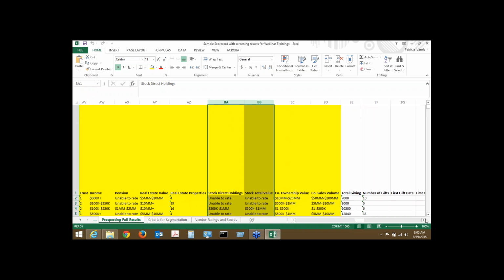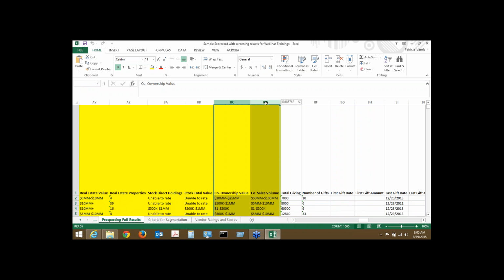The next thing you have in your file is company information. And you have two data sources for that. You have Dun & Bradstreet, also known as D&B, and you have Hoover's. So you look at company ownership value, and they also look at sales volume.